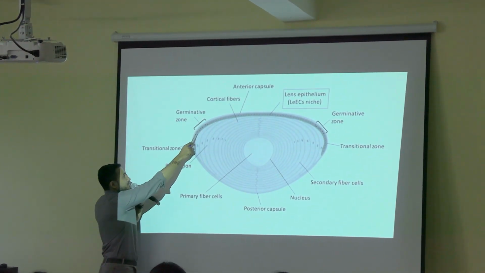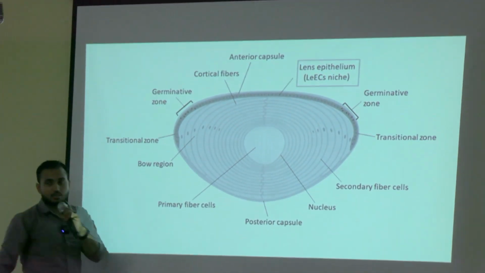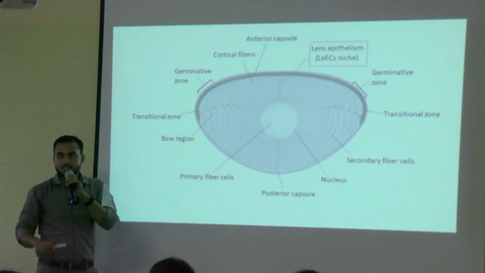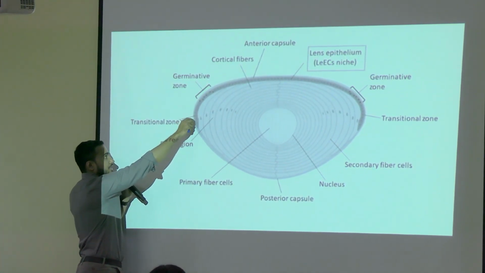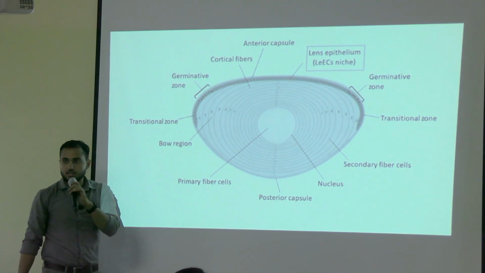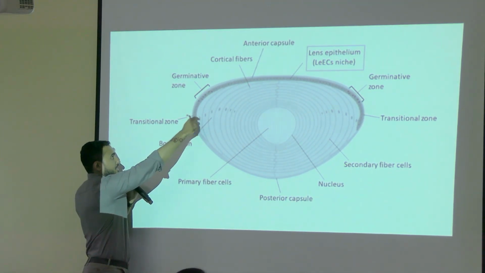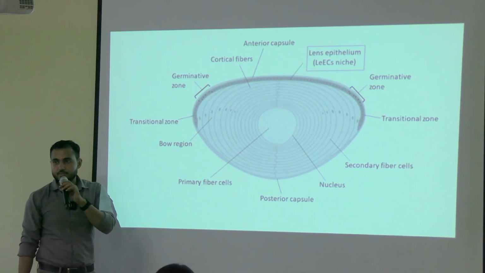I hope you can see that as it is coming towards the equator, the length increases. See the length over here and see the length over here. Can you see the length is more as compared to this part? So like this, the length increases and then they will become the lens fibers.